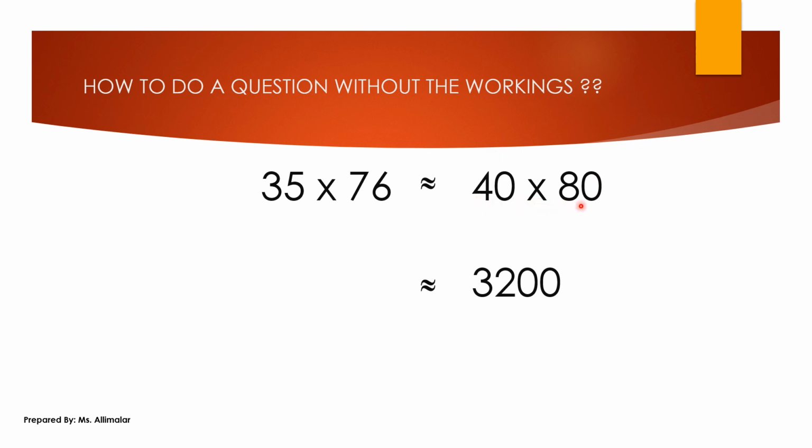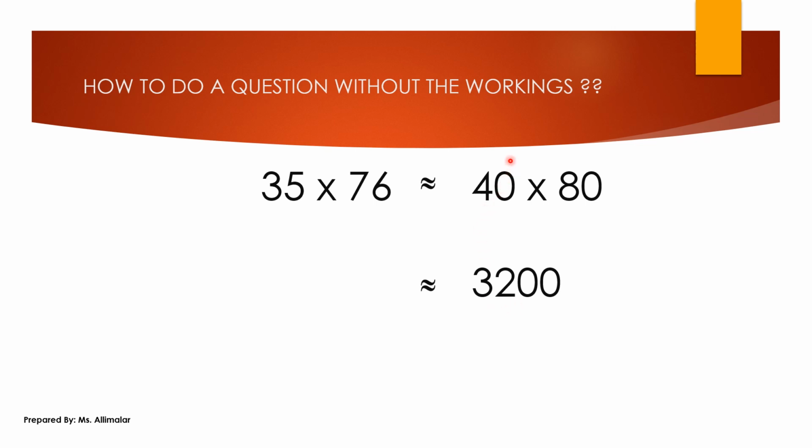40 times 80. Very simple to do that. Close the zeros. Here you have 1 zero. Here you have 1 zero. So total 2 zeros. Now close the 2 zeros by using your hand. After you close the 2 zeros, you will have only 4 times 8. What is 4 times 8? 4 times 8 is 32. So you will write 32 here.